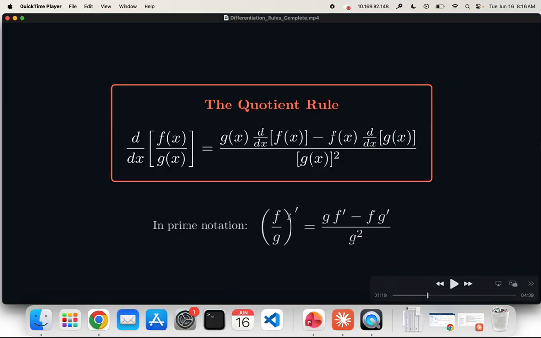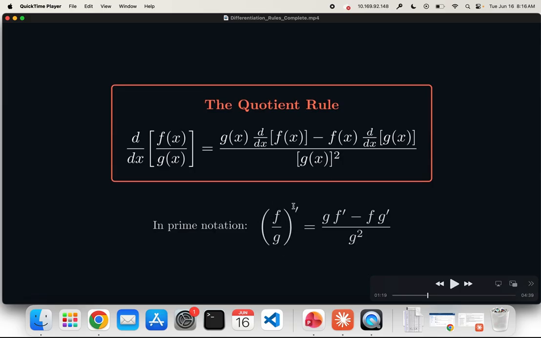Another notation that might be helpful to memorize is this one, for when you try to differentiate a quotient. It's the bottom times the top prime minus the top times the bottom prime, divided by the bottom squared. Another mnemonic you might hear is using this low and high idea.